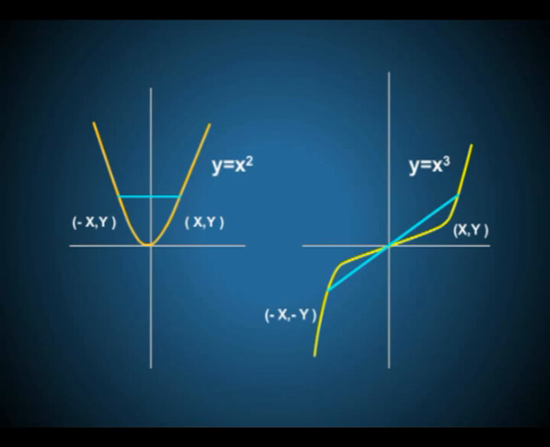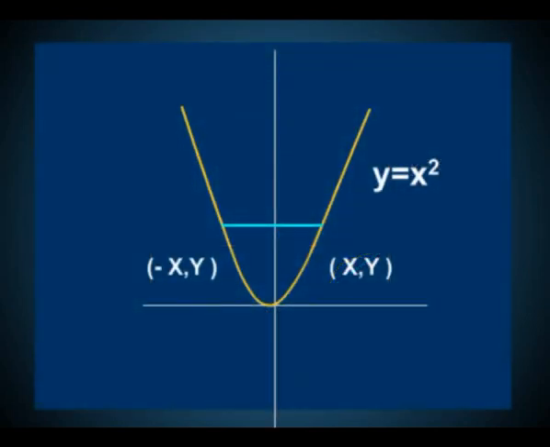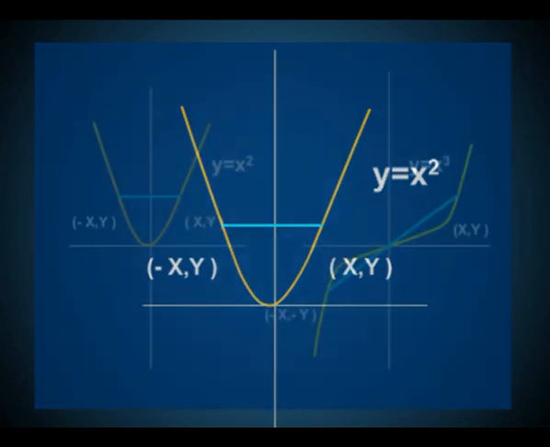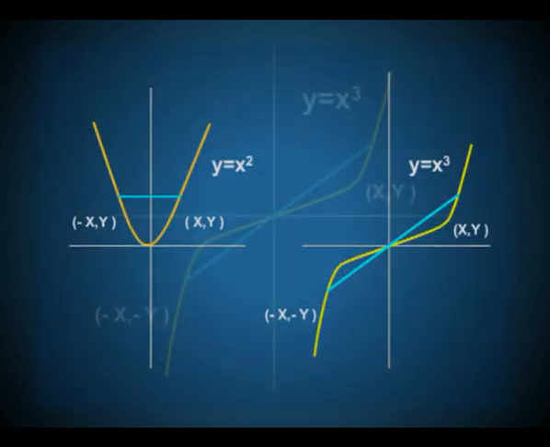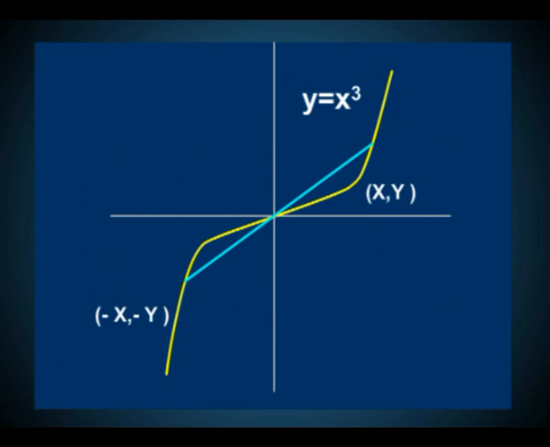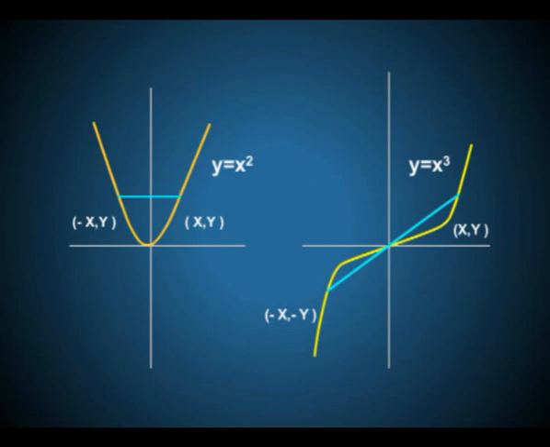So, the graph of an even function is symmetric about the y axis. On the other hand, the graph of an odd function is symmetric about the origin, since (x, f(x)) is in the graph if and only if (-x, -f(x)) is in the graph. See the graphs of f(x) = x² and f(x) = x³.